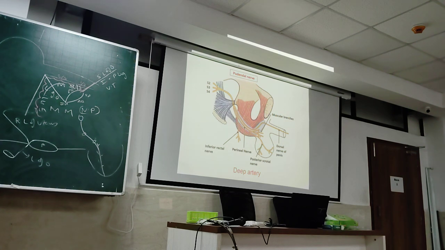After it has supplied the inferior rectal, the pudendal nerve divides into 2 main branches. One is called the dorsal nerve of the penis, and the other is called the perineal nerve. The perineal nerve gives the posterior scrotal nerves. It also supplies muscular branches to all those 6-8 muscles which are there.